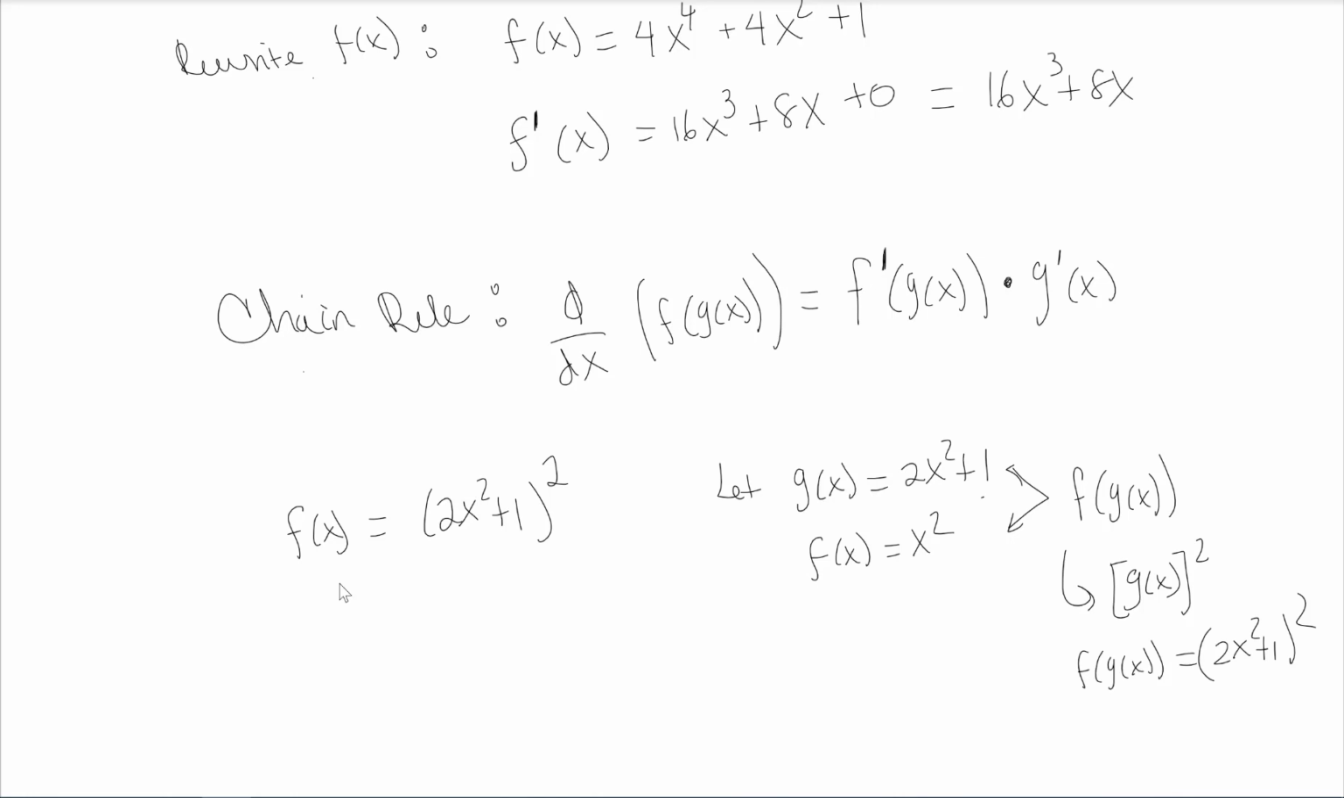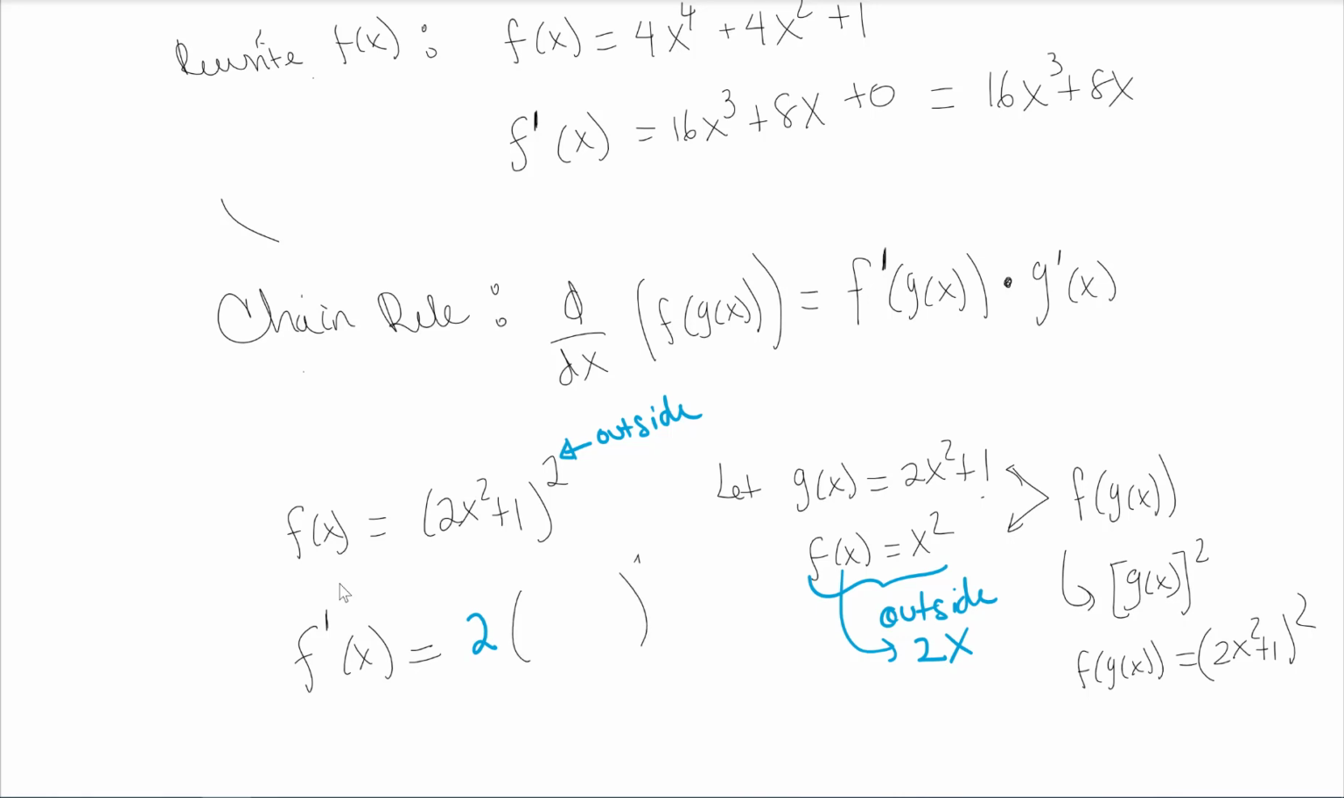So when I do my f prime, I'm going to take the derivative of the outside function first. Right? This is the outside function. So what's the derivative of this? The derivative of x squared is 2x. So the derivative of this is going to be 2 times, and then you bring it to the 1, right? You subtract 1.